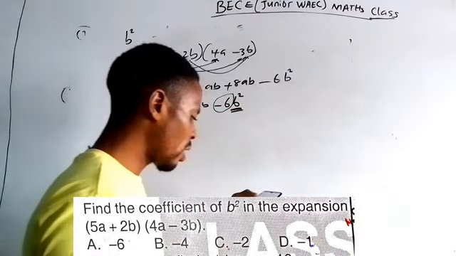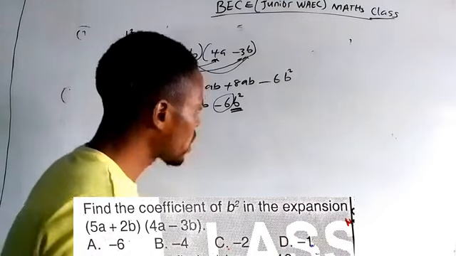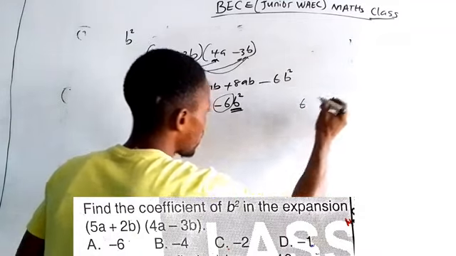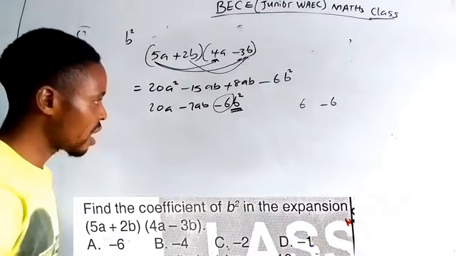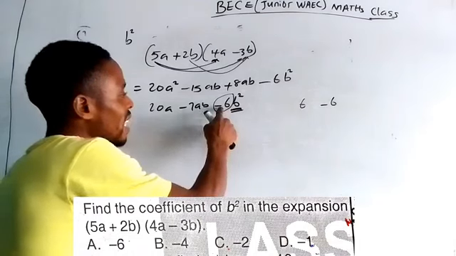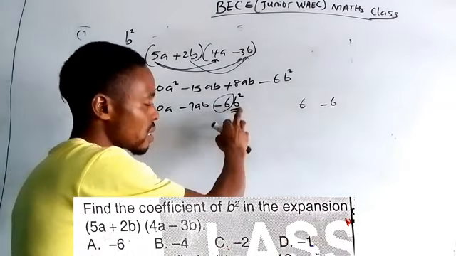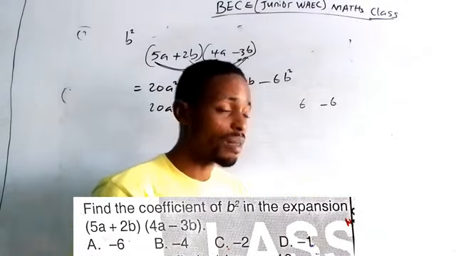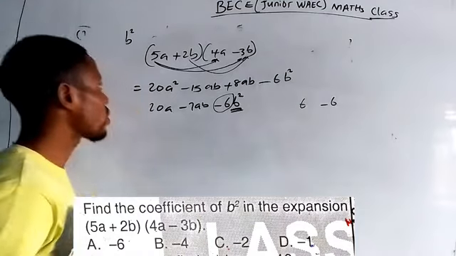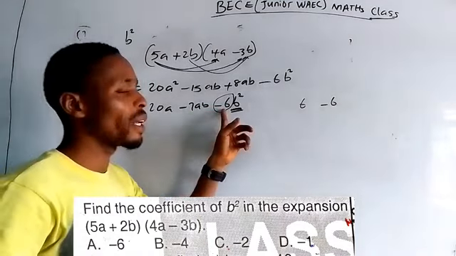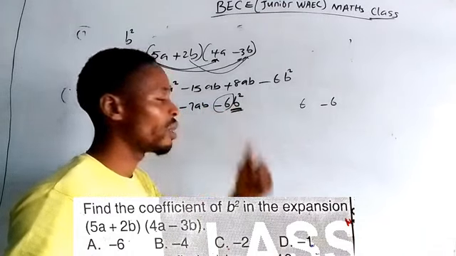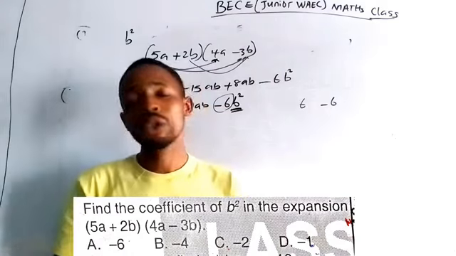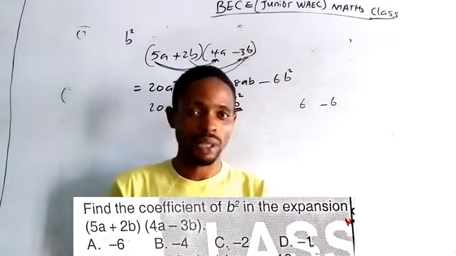Let's see the options now. The 6 is not there. Sometimes they may confuse you. They may write option A as 6 and option B as minus 6, but it's not the same. In this case, it's attached to minus 6, not plus 6. So for the option, the answer is C. The coefficient of b squared is equal to minus 6. This is the number attached to this b squared. So guys, any question, you can let me know in the comment section. Okay, let's go to the next question of the day.